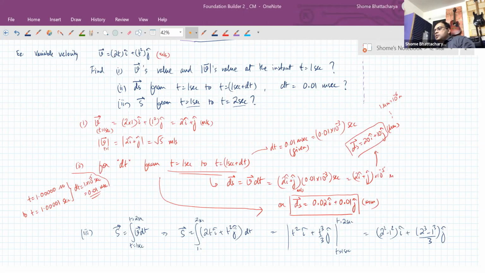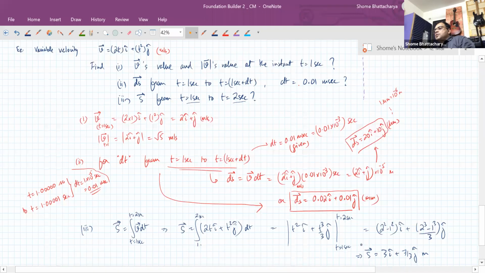Okay, I'll just check the answer. Okay. So you can see that the displacement is coming out to be 4 minus 1, that's 3 i cap, plus this will be 7 by 3 j cap in meters. So this will be the displacement from t equal to 1 second to t equal to 2 seconds.